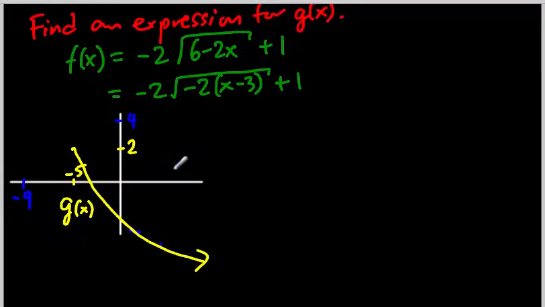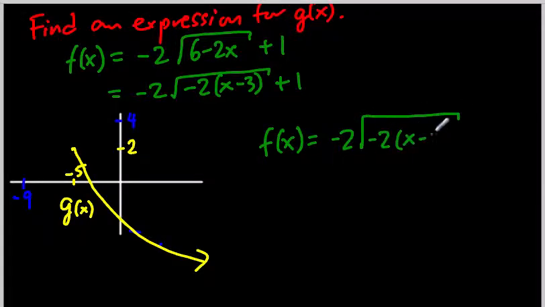All right. And what we're going to do now is figure out an expression for g of x. So in order to do that, I'm just going to write the f of x first. So here's f of x, which is -2 times the square root of -2 x minus 3 plus 1. And then I'm going to write our, oh, let me put that in yellow. So then here's g of x, which is equal to something times something.